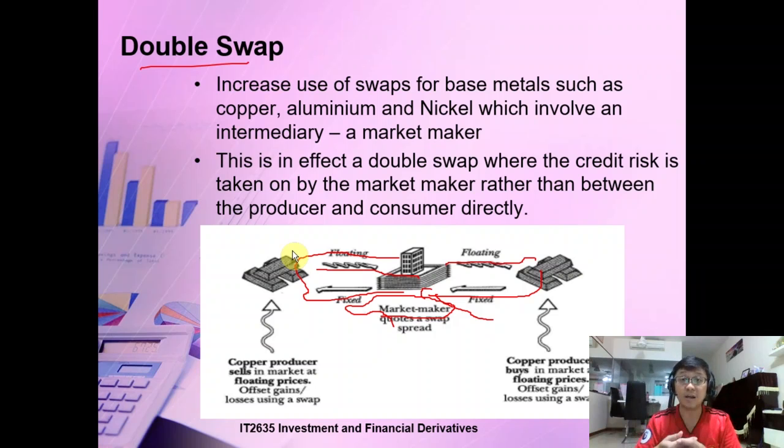It's just like I swap my iPhone with your Samsung phone. Then after I got my Samsung phone, I swap with another person for his iPhone. So it runs back to square one, right? But basically, I could be doing a double swap to try to profit from the spread, from the differences.